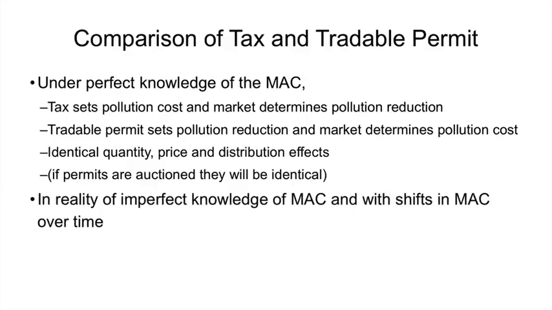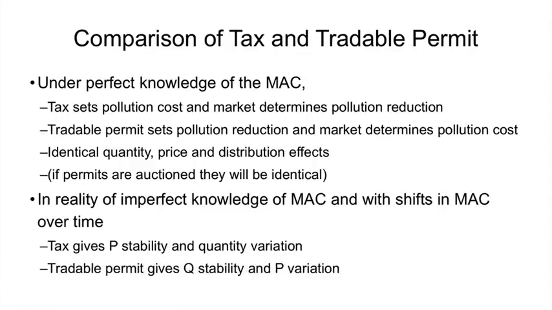Well, unfortunately, in the real world we don't know exactly where that marginal abatement cost curve is, and it shifts over time. And when it shifts, we get a different story. The tax gives price stability. We know exactly what the price of carbon is. We know exactly how it runs through the system and affects the price of electricity and transport, but we don't know quite what will be the reduction in pollution. The tradable permit scheme, on the other hand, tells us exactly what will be the reduction in pollution, but the price can vary all over the place. And economists love to debate with each other the relative merits. But let me just illustrate that last point.